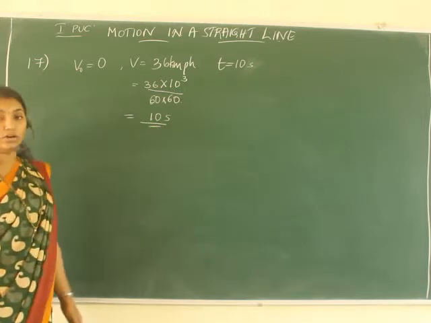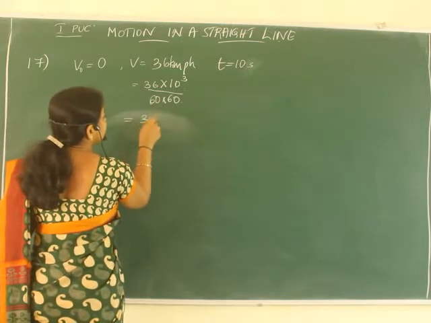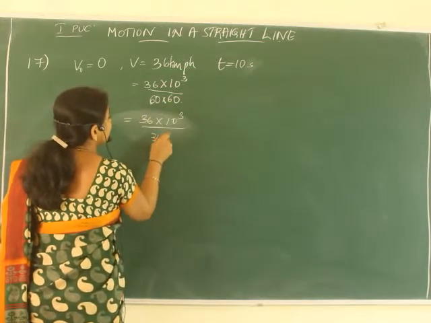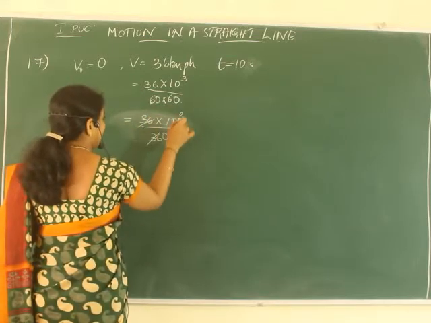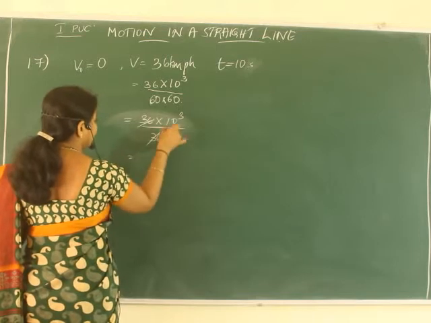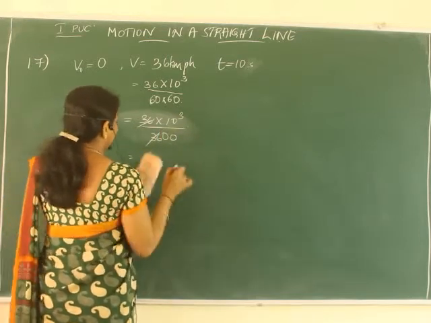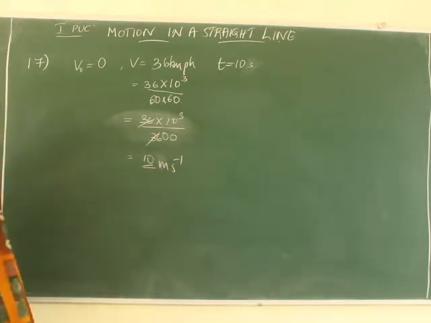See here how to solve. Should I solve and show? 36 into 10 to the power 3 divided by 6, 6 are 36, 36 with 3 zeros here, 2 zeros there, so 2 zeros will get cancelled, remaining is 10. So 10 meter per second.